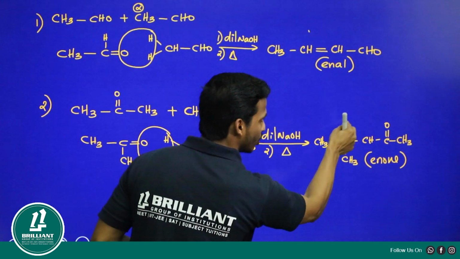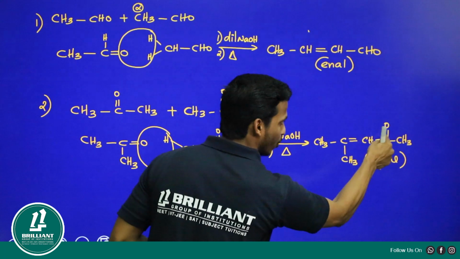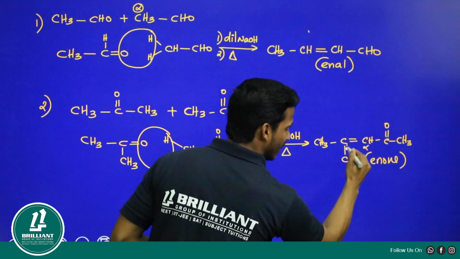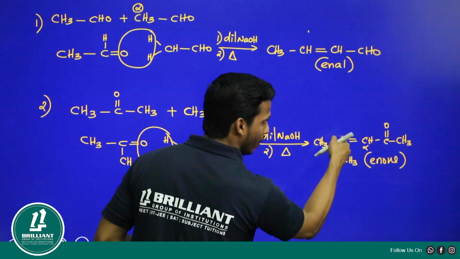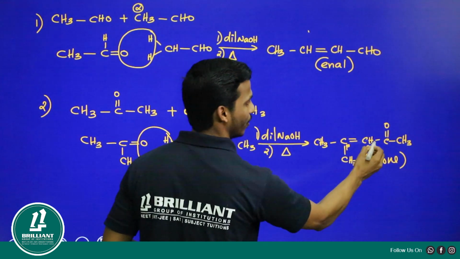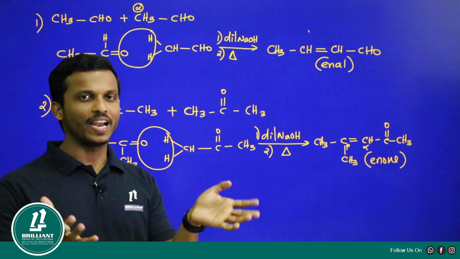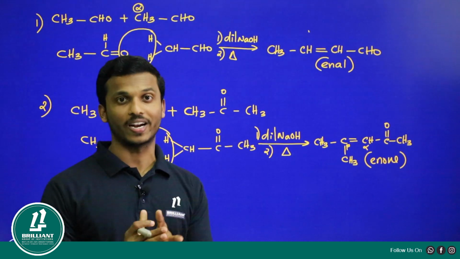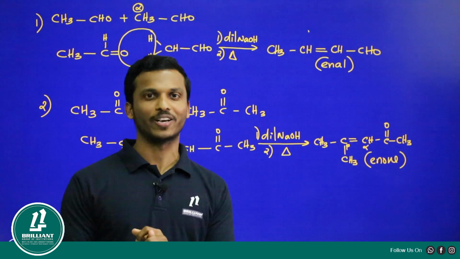Suppose if you need the middle one, meaning the ketol, what you have to do? Make an OH on this. This is the main functional group. This is alpha and this is beta. On this beta, you make an OH group, cut the double bond, and add one more hydrogen here. So these are the simple ideas to write the product of aldol condensation for your competitive examination.